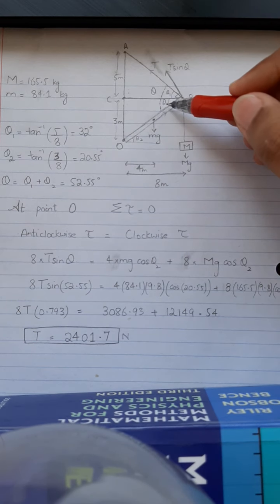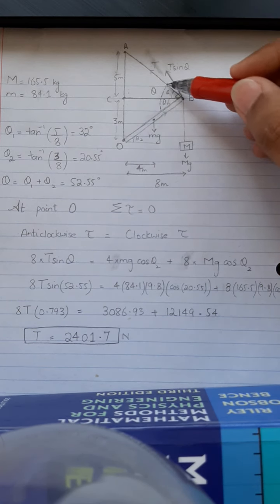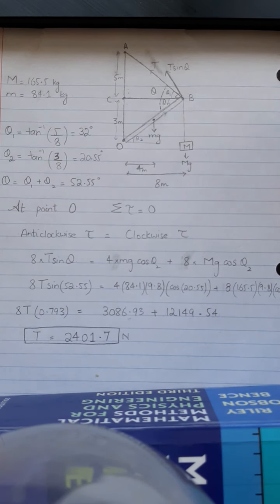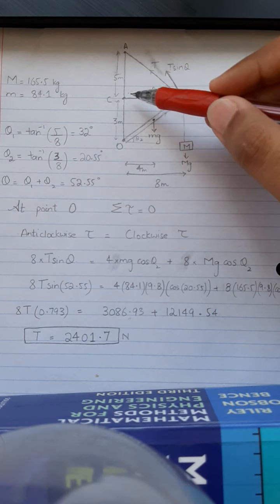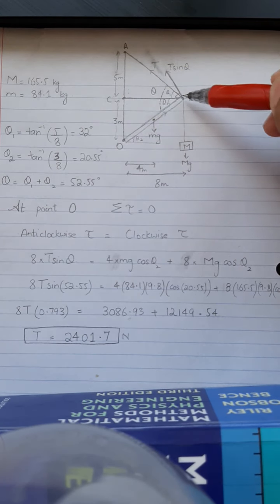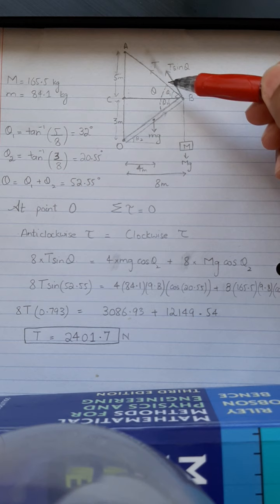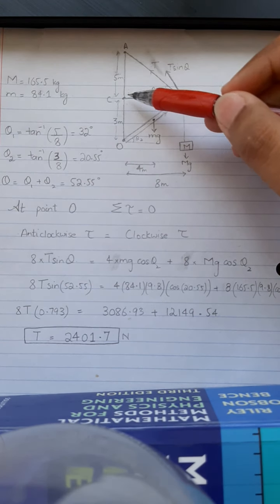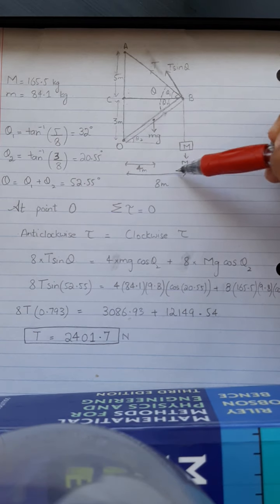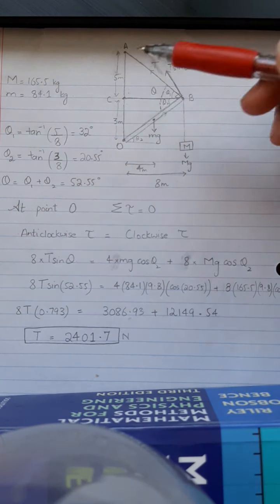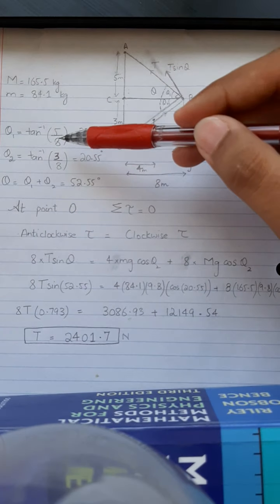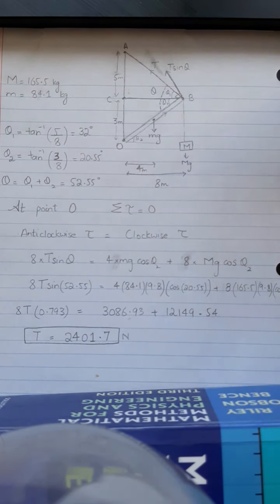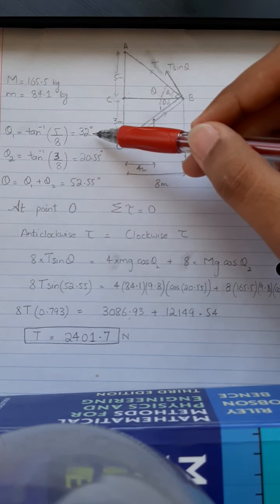This is theta 1, this is theta 2, and this whole thing is theta. So to find theta 1, we're simply going to use some trigonometry, and we're going to use this triangle. So this is theta 1, this is the perpendicular, and this base is 8 meters. The perpendicular is 5 meters. So theta 1 is simply going to be tan inverse of 5 over 8, the perpendicular over base, which comes out to be 32 degrees.